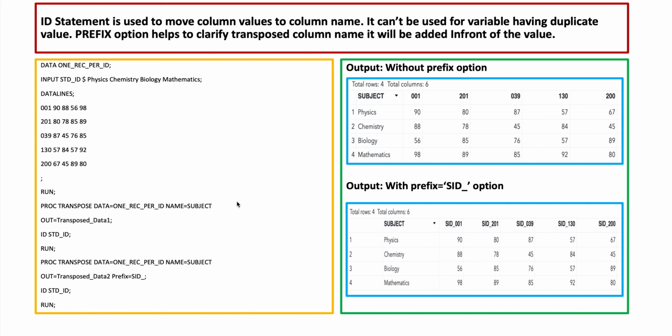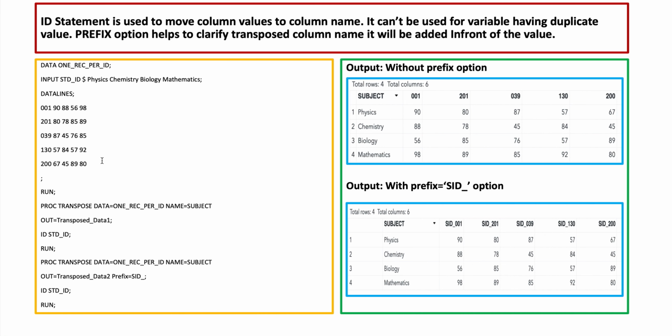To explain this question, here is a simple data set. This is the marks obtained by a student in 4 subjects. Data set name 1 record per ID. It has 5 variables and 5 records. Variables are student ID, subject physics, chemistry, biology, and mathematics.